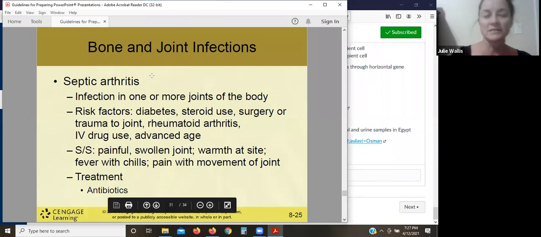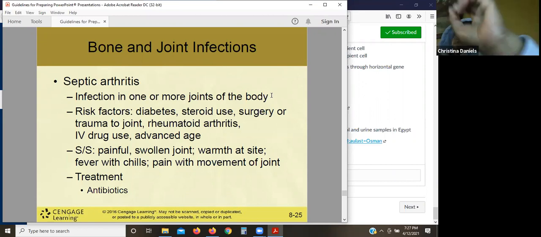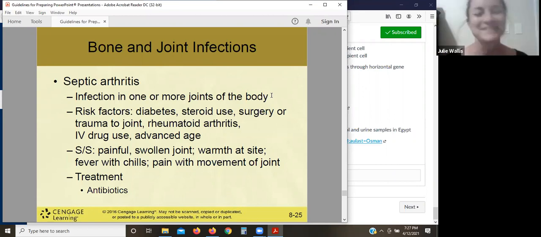Septic arthritis is when you have an infection in one or more of the joints of the body. So in your joints, you have fluid, and you can have an infection that goes into that fluid. Articulating, what am I thinking of? Anyways, if I think of it, I'll tell you. Synovial fluid. Yes, thank you. Synovial joints.